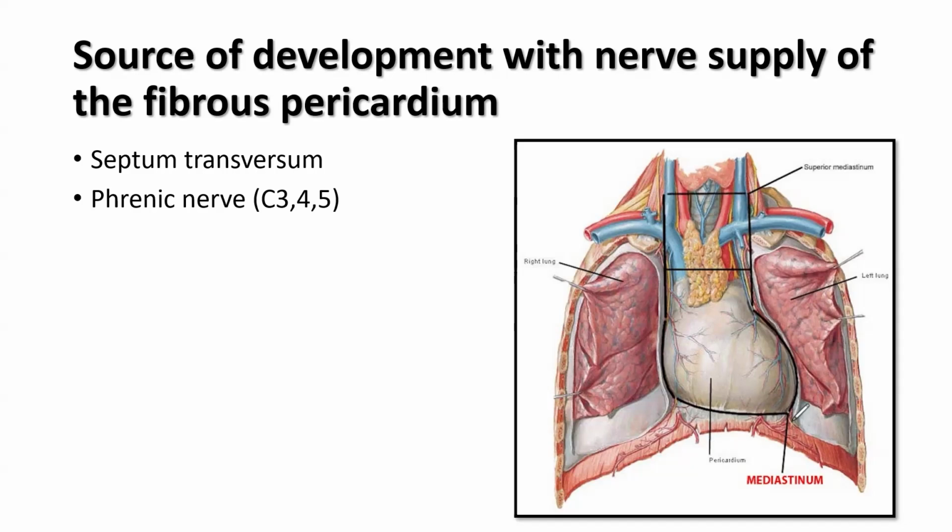One more thing, phrenic nerve is a mixed nerve. It contains both motor fibers for the diaphragm and sensory fibers for the diaphragm, that is the central tendon of the diaphragm, fibrous pericardium and some other structures.